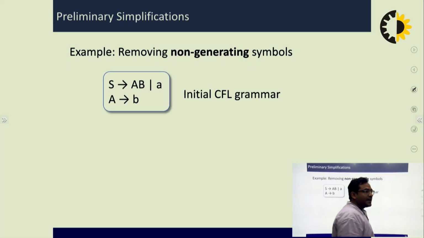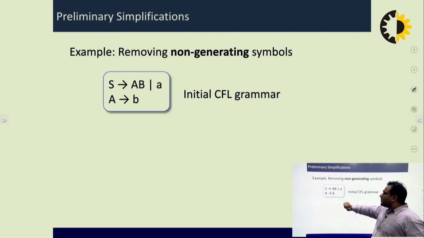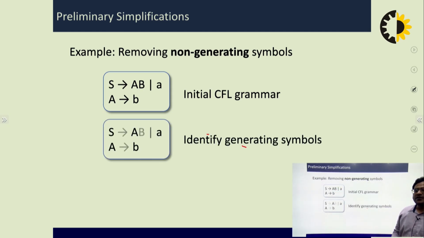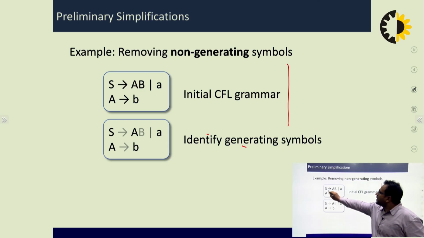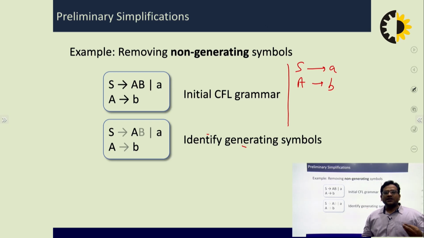So first of all, we take an example. Suppose this is the grammar, the context-free grammar here. S tends to AB / A, A tends to B. What we have to do? First of all, we write the generating symbols. We write only the productions which are able to generate the string or the terminal symbols. Here, S tends to A is generating a terminal symbol. Second, A tends to B is also generating a terminal symbol. These two productions directly generate the string.